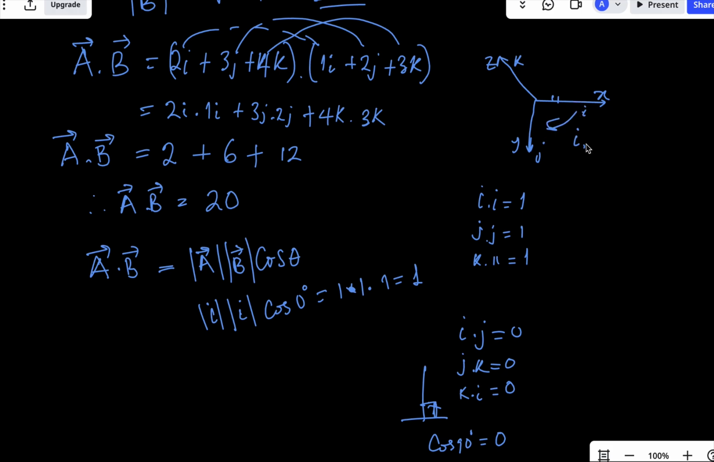It has become i dot j, and this one is 0. If you change direction from this one to this one, it has changed another direction, j dot k, and the answer too is 0. If you come from this side like this, the direction has changed, so it is k dot i, which is 0. The reverse applies for this one. What if they ask about j dot i?